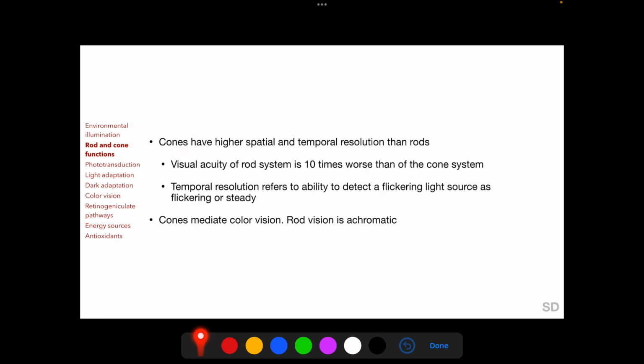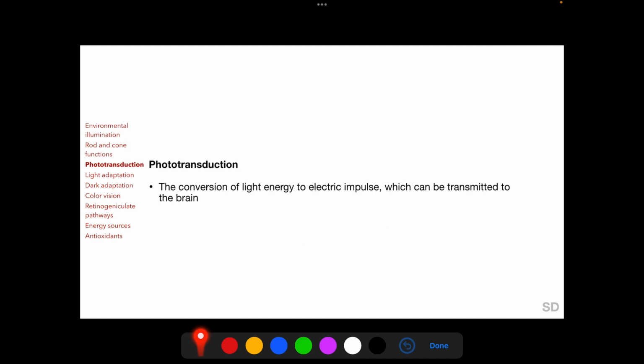Cones have higher spatial and temporal resolution as compared to rods, and visual acuity of the rod system is 10 times worse than that of the cone system. Temporal resolution refers to the ability to detect a flickering light source as flickering rather than steady. Cones mediate color vision, but rod vision is achromatic.